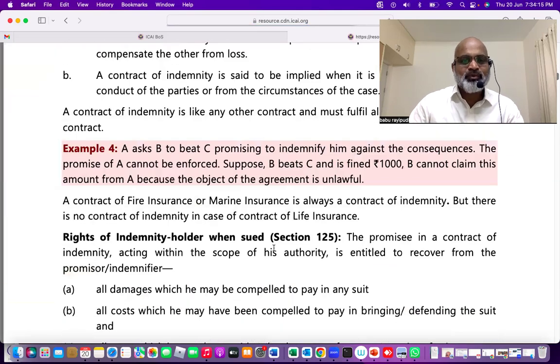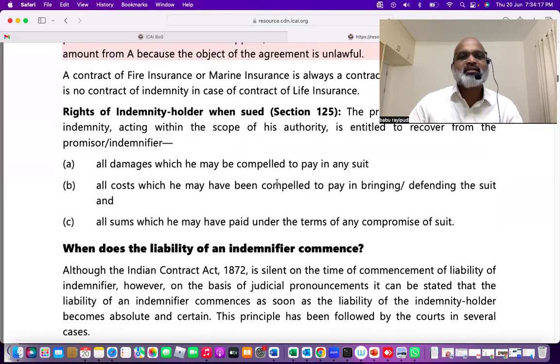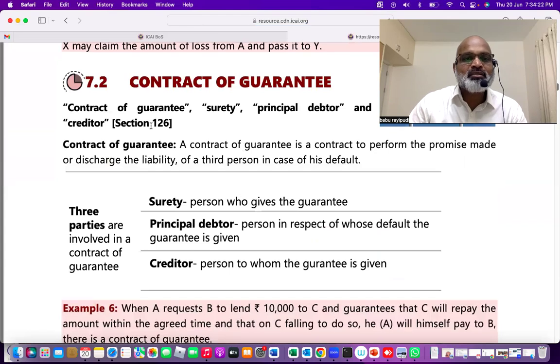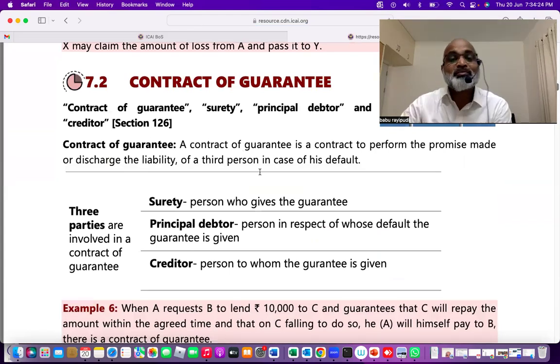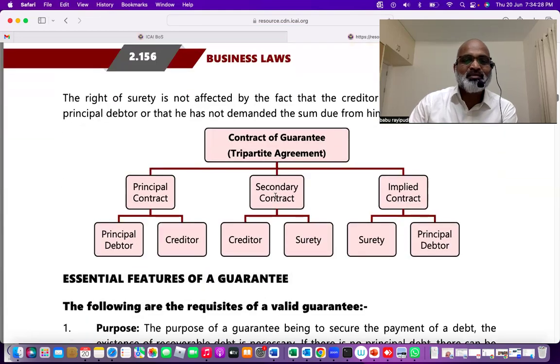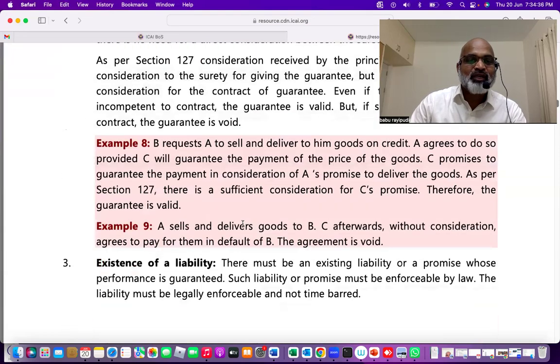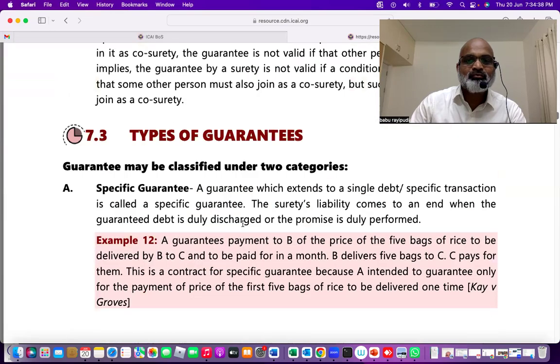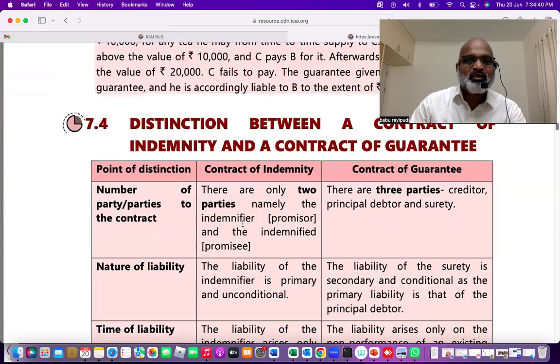One reading you give, and you have already read it. So section 125 is related to indemnity, and from 126 onwards the guarantee contract starts. So remember this section 126. Over here, basically what they can ask you maximum is rights of surety, under what circumstances. I'll tell you here. Then specific guarantee and continuing guarantee.